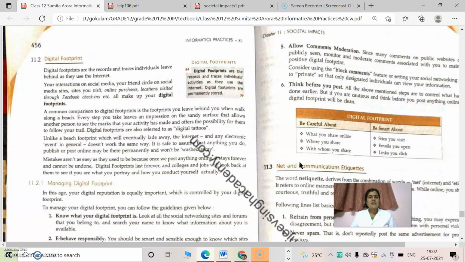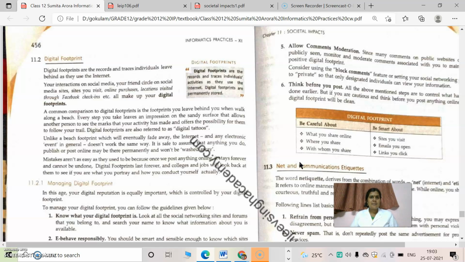So digital footprints are records or traces of individual activities. When we are using the internet, some of our data is recorded. This data is known as digital footprints. These are permanently stored in the database. So a digital footprint is like our footprints. When another person comes, he can see our footprints.